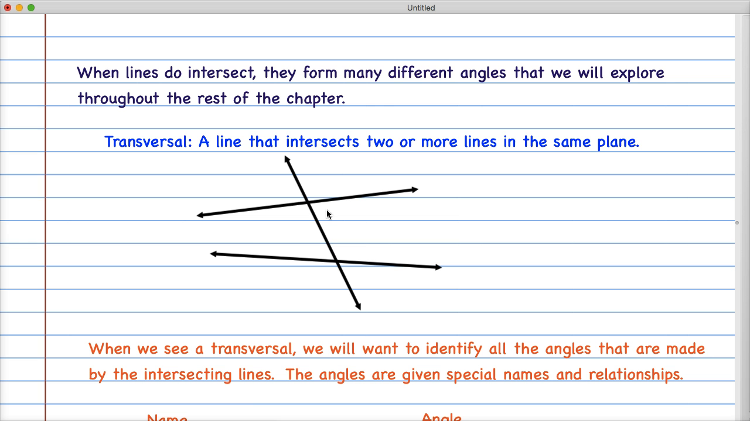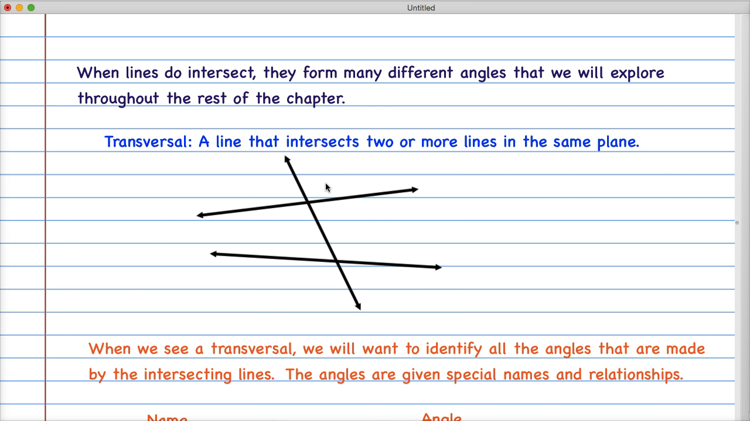And the relationships between those angles are going to be very important, and we're going to have all kinds of theorems about those relationships, and so that's what we're going to spend some time with in the rest of this chapter. But first off, let's talk about an important line, another definition of something that's called a transversal. So a transversal is a line that intersects two or more lines in the same plane.